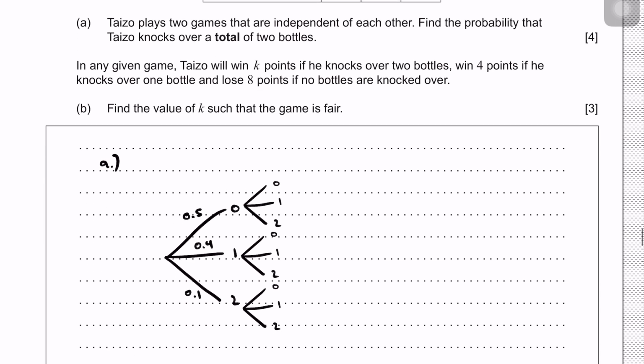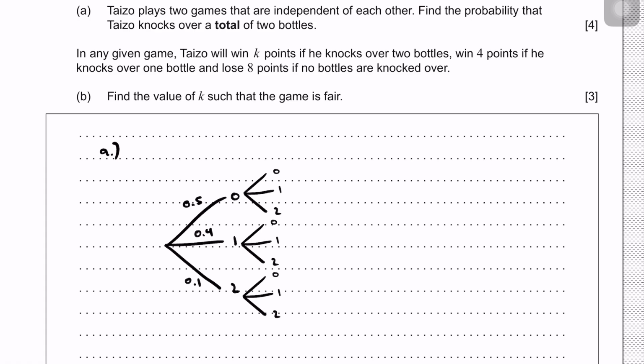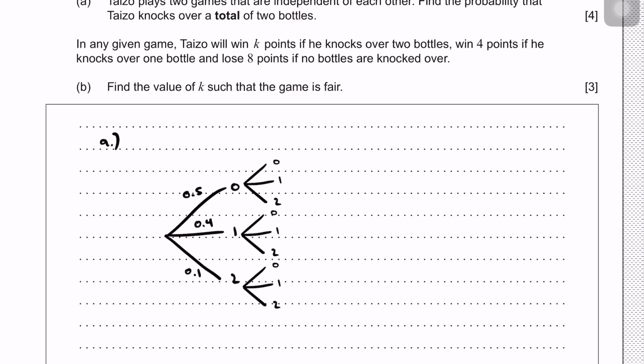So how does that occur? Well, he can knock over 0 bottles and then these 2 right here. So I'm actually going to write probability for each once again. Okay, 0.1, and then once more here. Probability of 0, probability of 1, and then probability of 2. Okay, so here's one way in which he can knock over 2 bottles. 0.5, 0 bottles, and then 2 bottles.